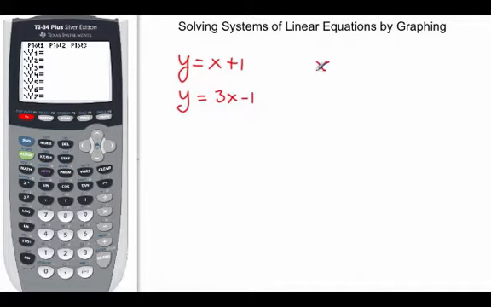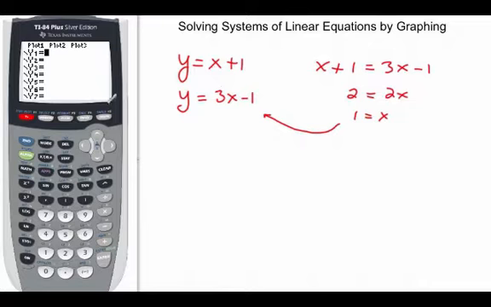Algebraically, we could set the two equations equal to each other and solve using traditional methods. And I picked a fairly simple example here just to make it easy on us. We would subtract x from both sides and add 1 to both sides and have 2 is equal to x, and therefore 1 is equal to x. And we could then substitute back in if we wish to solve for y.